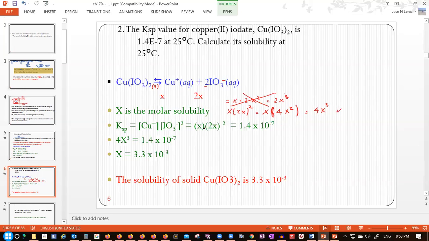Anyway, just find x. Put it that way, find x, and you find that x equals 3.3 times 10 to the negative 3, which is the solubility, x.